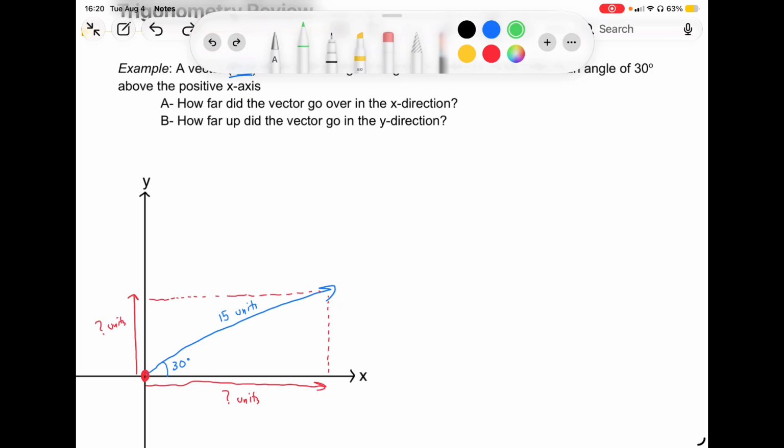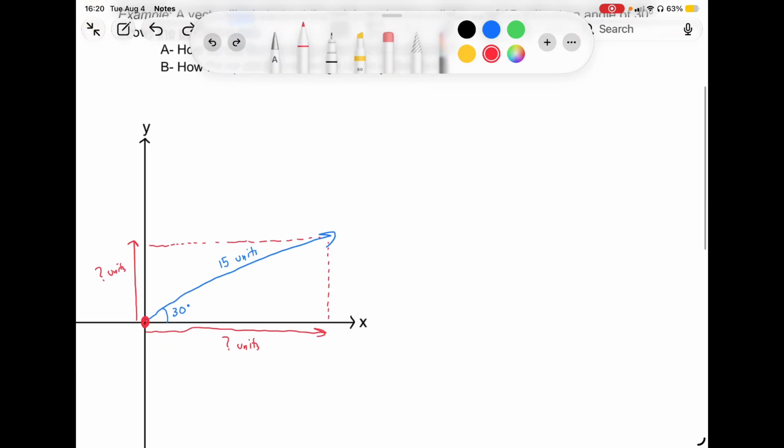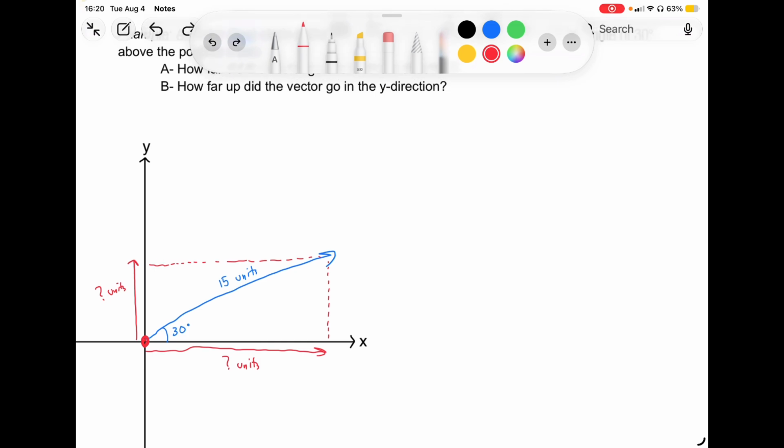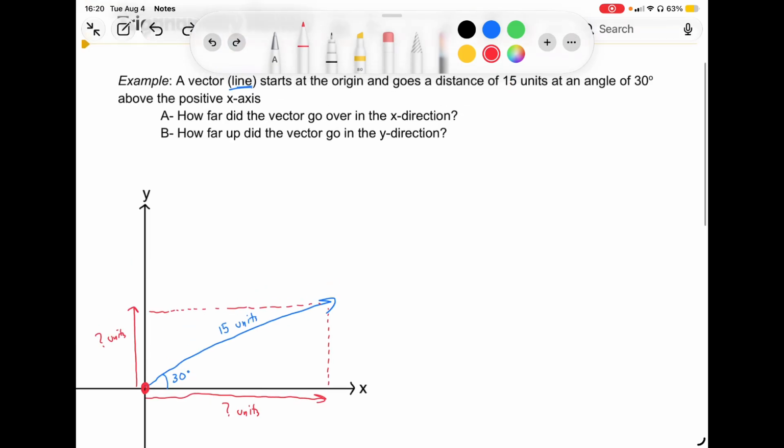All right, so let's take a look. Question A asked us to figure out how far over we went in the horizontal direction, right? So how far over did we go over here? So let us explore that. And in order to do that, we need to remember how we figure out things about triangles, right? And a really important mnemonic when it comes to triangles is SOHCAHTOA. So we've got SOHCAHTOA.